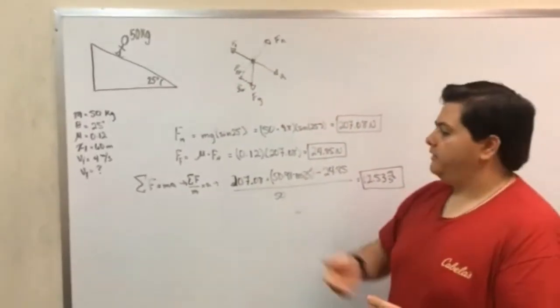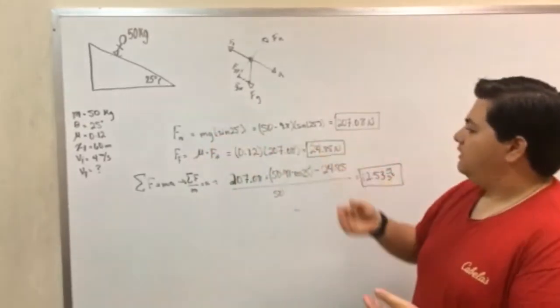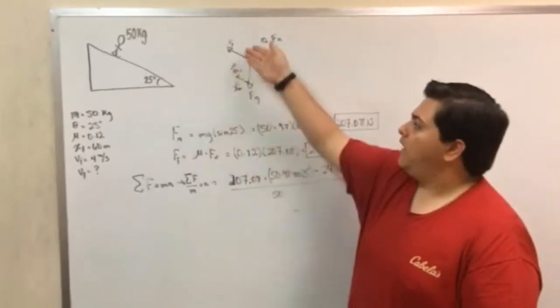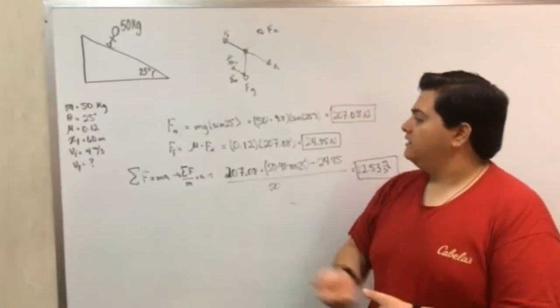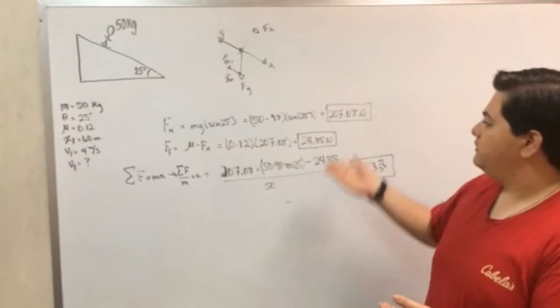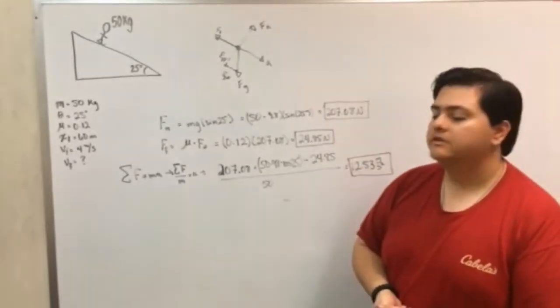We're going to start out with the normal force, which we have here. To find the normal force, we're going to use the y component of gravity, and normal force is essentially the opposite of that. So we have that done right here, and it equals 207.08 newtons.